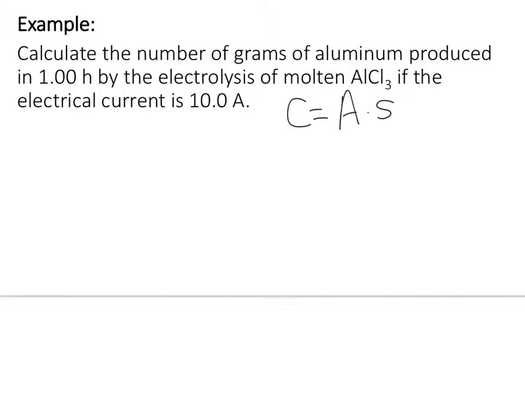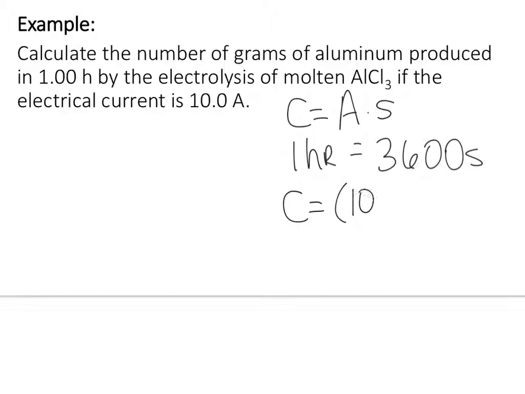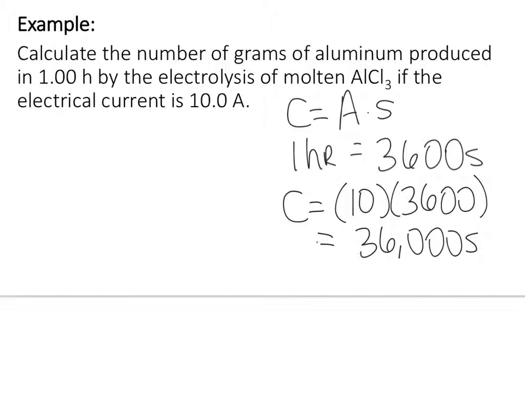Okay, if we have 1 hour, I'm pretty sure you can do the math. That is 3,600 seconds. Okay, we have a current of 10 amperes, so we want to figure out how many coulombs that'll be. So coulombs will equal 10 times 3,600, which gets you 36,000 seconds. I'm sorry, not seconds, coulombs. Dang it.